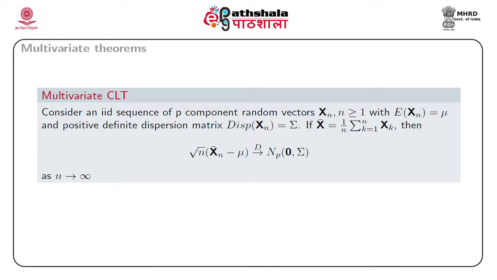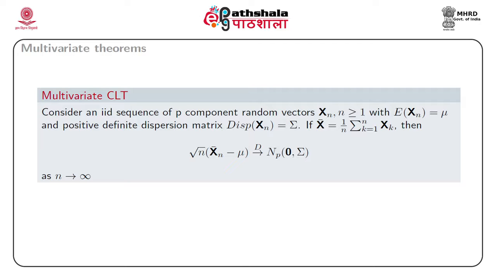Consider an IID sequence of p-component random vectors Xn, that is Xn are p-component random vectors with expected value mu and a positive definite dispersion matrix sigma. In fact, it is already known that dispersion matrices are always non-negative definite, but to apply the multivariate CLT we need a positive definite dispersion matrix sigma.